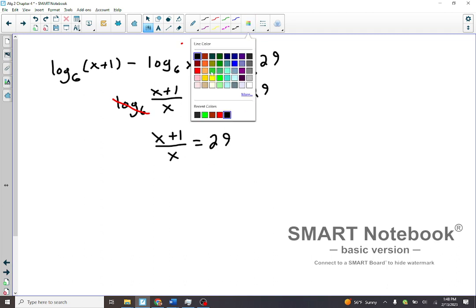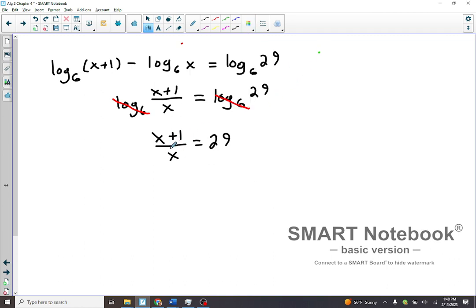All right. In this situation, we're dealing with a divided by x. We have no clue how to deal with that, so the best way is to get rid of the divided by x. How do you get rid of the divided by x? Multiply by x. So multiply by x, cross out the x on the bottom. So x plus 1 equals 29x. Subtract an x from the other side. 1 equals 28x.